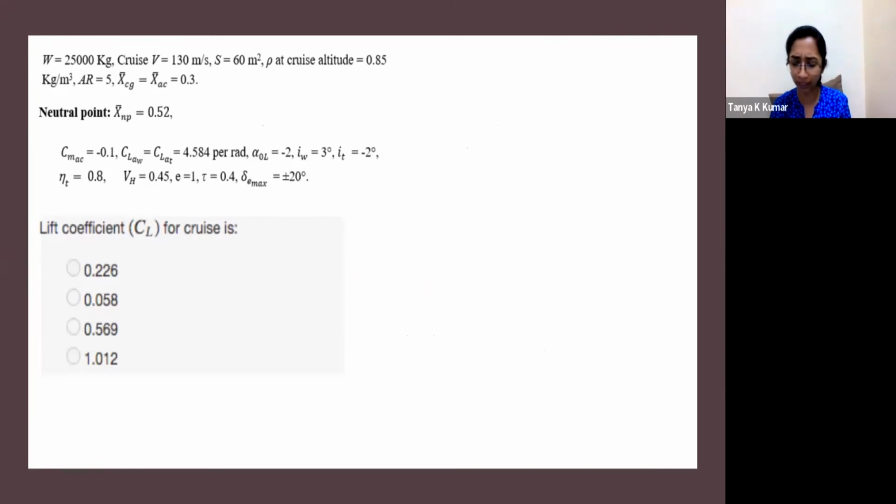This we are studying in performance. Can you quickly tell me the lift coefficient at cruise? It's the basic formula which is studied in performance. What is lift? Lift is equal to dynamic pressure into CL, right? What is the lift equation? This is the lift equation, right?